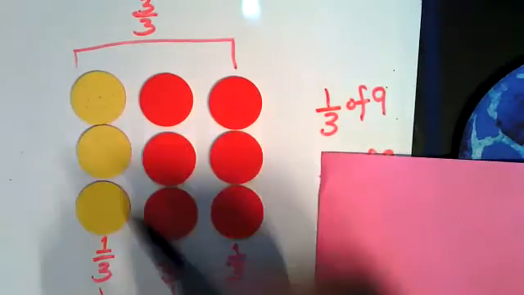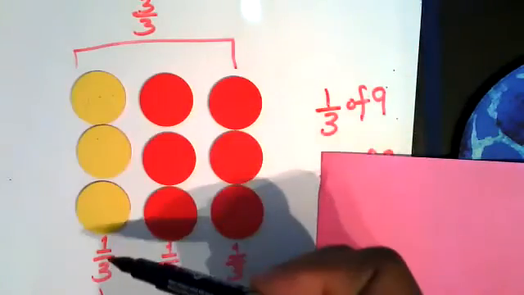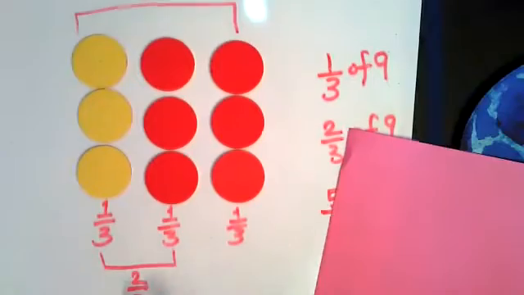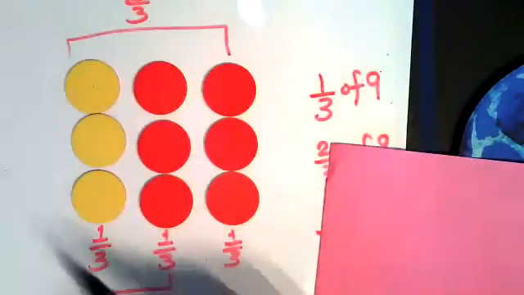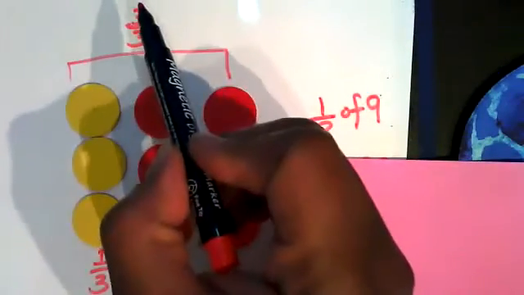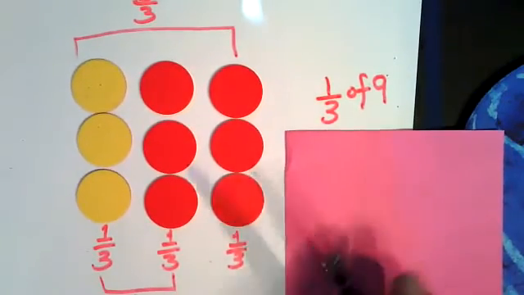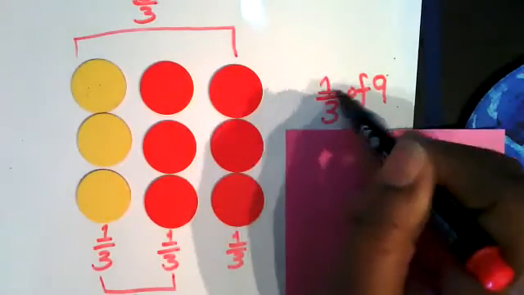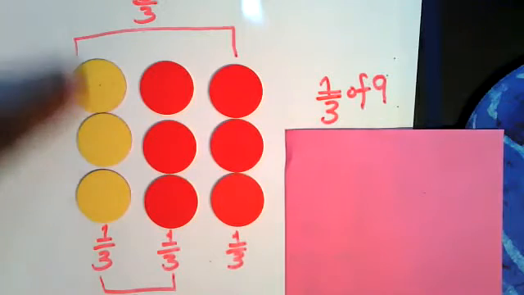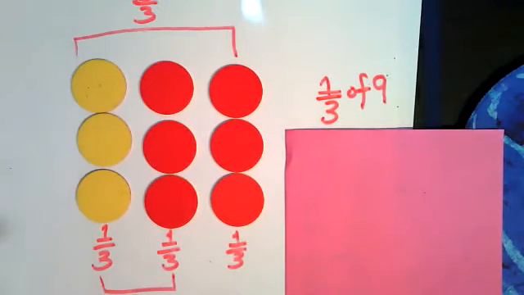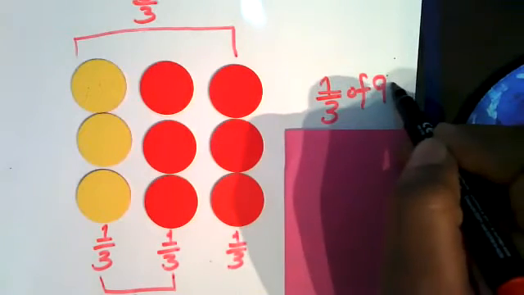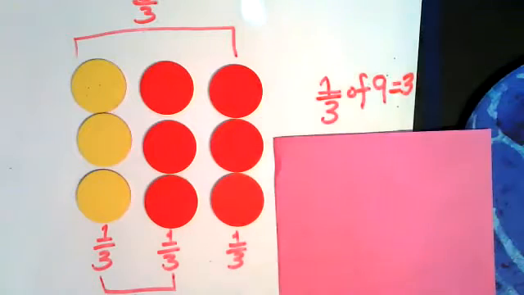So by themselves, they're 1/3. 2 groups represent 2/3, and all of the groups represent your 3/3. Now, if I want to know what 1/3 of 9 is, that's going to only be these 3 right here. So 1/3 of 9 is the same as 3.